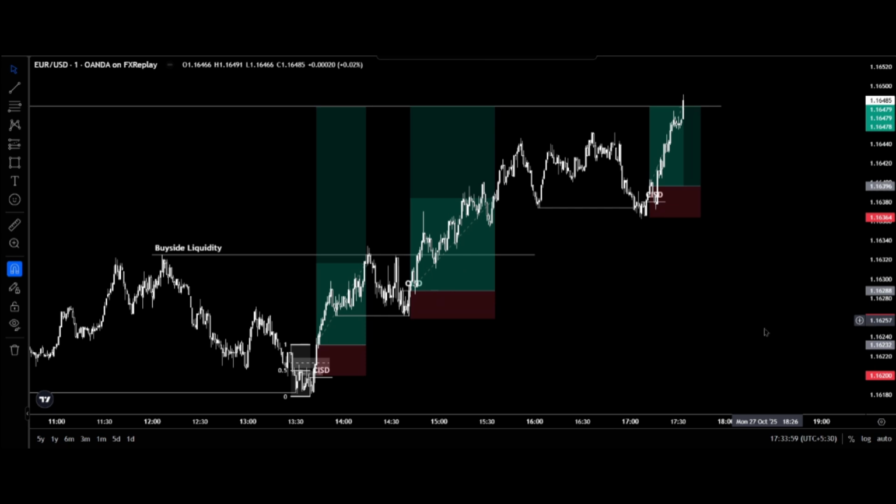But make sure it should have a higher time frame liquidity level already swept.